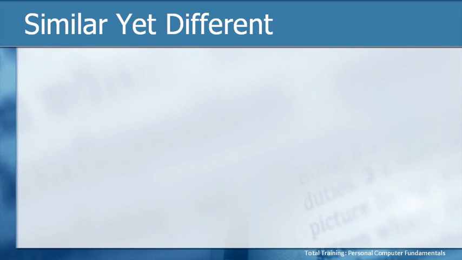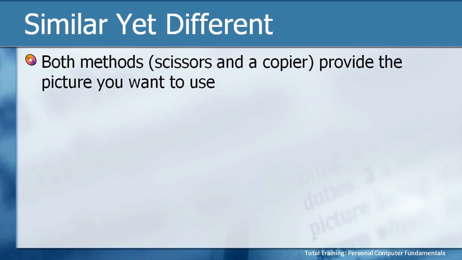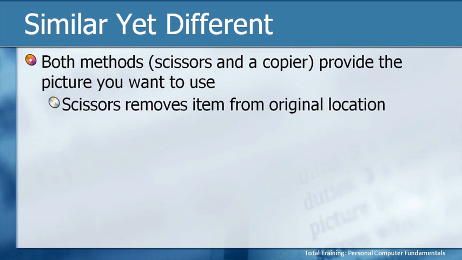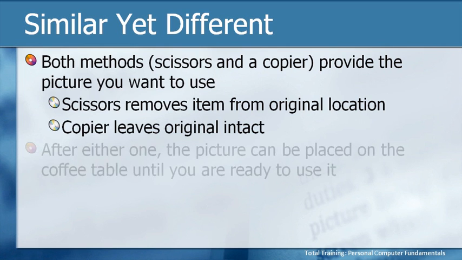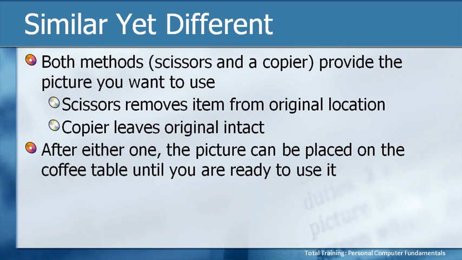So what are these things doing that are similar yet also different? Well, both methods, using the scissors and a copier, provide the picture that we want to use. But the scissors actually removes the item from the original location. In the case of the newspaper, that was fine. The copier, on the other hand, left the original intact, which in the case of Grandma's book was a better choice. After either one of these, though, the picture can be placed on the coffee table until we're ready to use it.